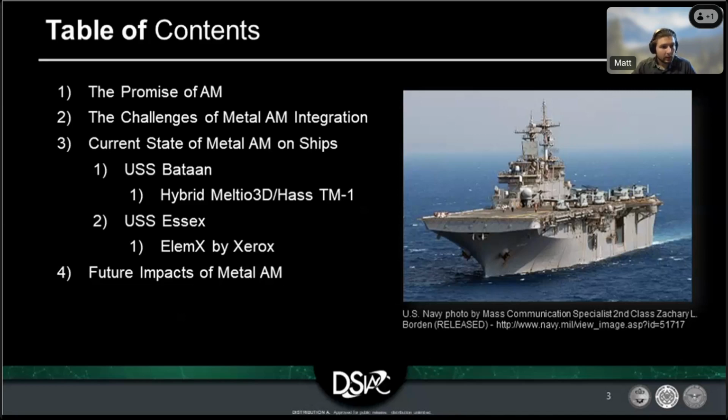I'll also be talking about the current state of metal AM on ships. Right now we have two metal 3D printers on two different ships: the USS Bataan with the metal 3D / Haas hybrid system, and the USS Essex, which has the LMX by Xerox. Then we'll touch on the future impacts and foreseeable future of metal AM.